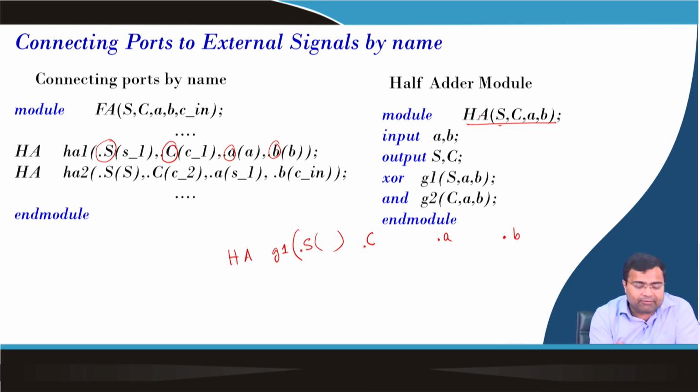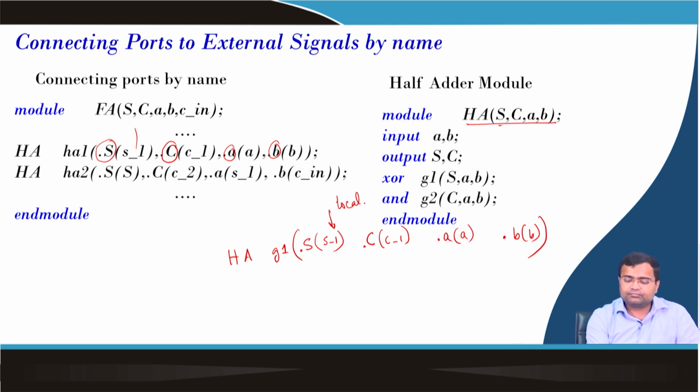So, the sum of this half adder is connected to the S1 output of the full adder, that means S1. Carry out is connected to C1, that is the internal connection. A connected to A, B connected to B. Like that we can connect. So, these inside are the local variables and these are the actual, the original. So, this is by name.